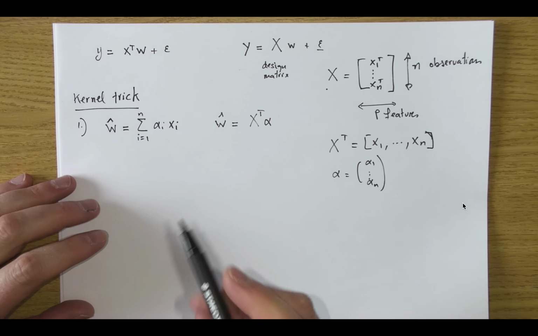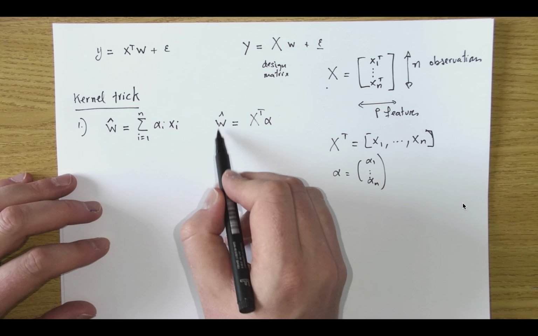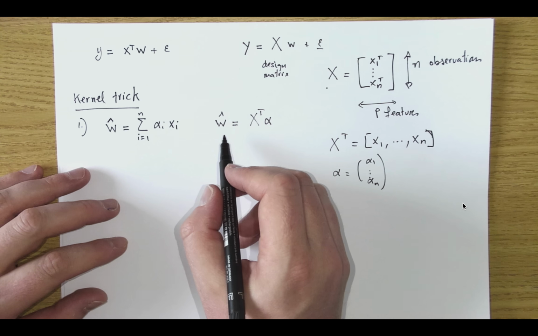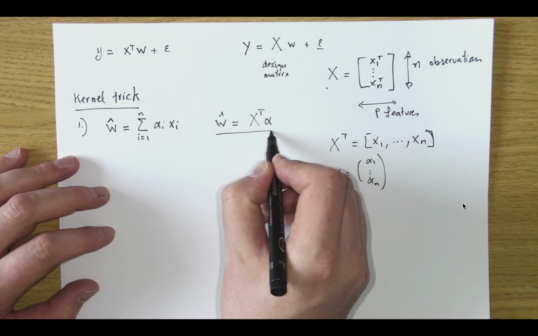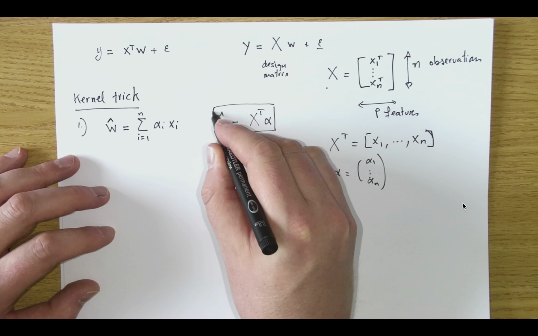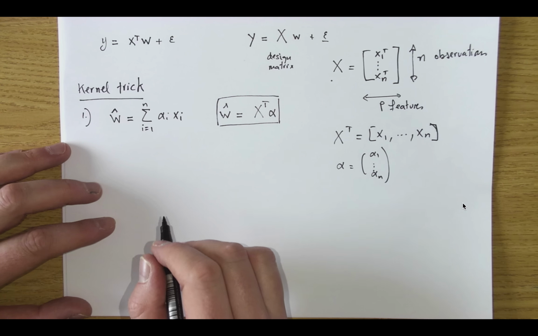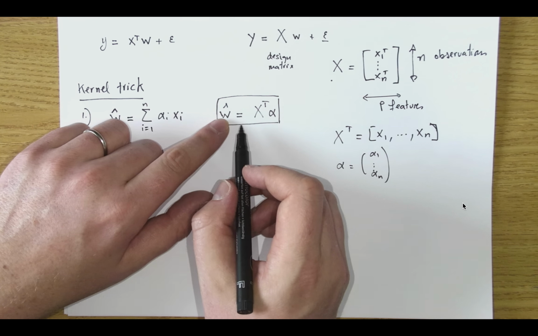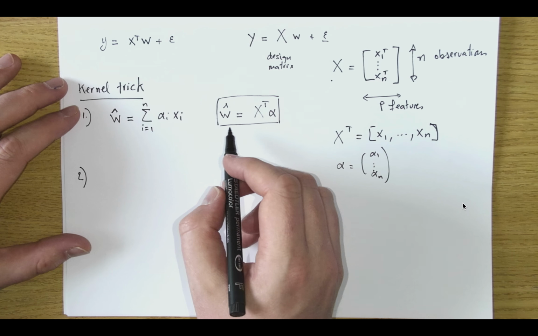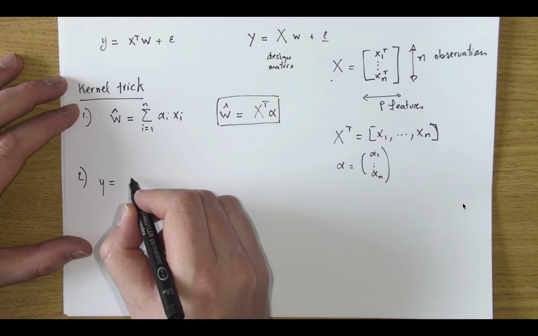Okay, so this is the first fact. We know the optimal version for W, for a whole range of problems and not only least squares, has to be of this form here. That is quite interesting, but by itself it doesn't go very far. So what we'll do now is plug that into that expression and write what we get.